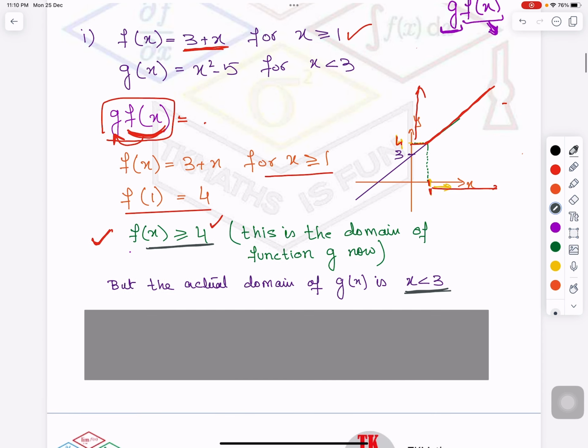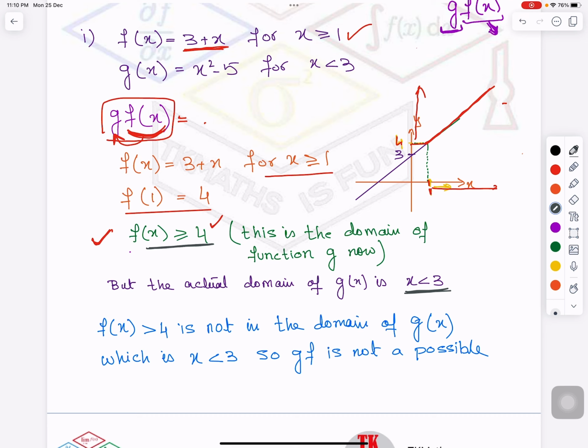Now, the range of f, f of x greater than or equal to 4, must be lying 100% entirely inside the domain of g. Then I will say the composite function is existing, whereas this is not the case here. So f of x greater than or equal to 4 is not in the domain of g of x, which is x less than 3. So g of f is not existing or is not possible.